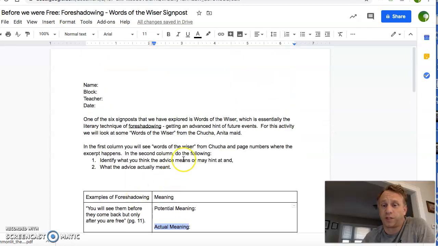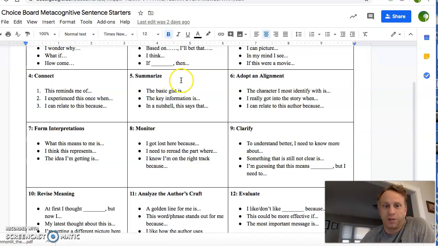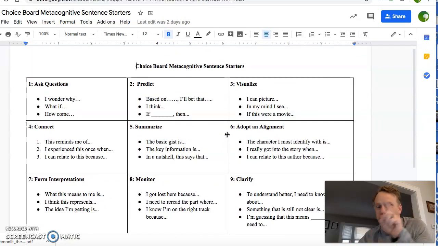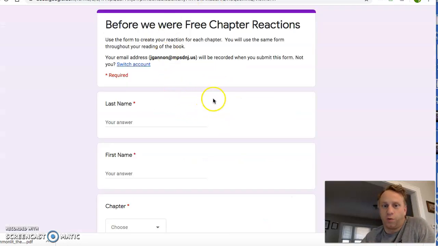So those are really the only signposts we're going to be focused on. We'll give a little extra attention to each of those rather than trying to get a whole bunch of them. The last thing you're going to do each chapter, you saw this the other day, is have a one sentence reaction to each chapter. And you're going to do that on this Google form.